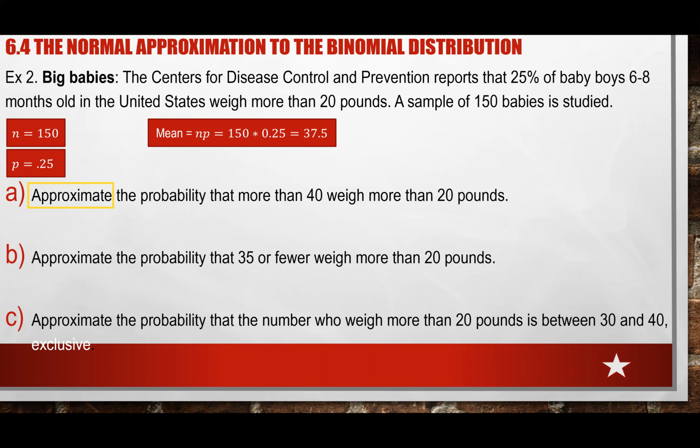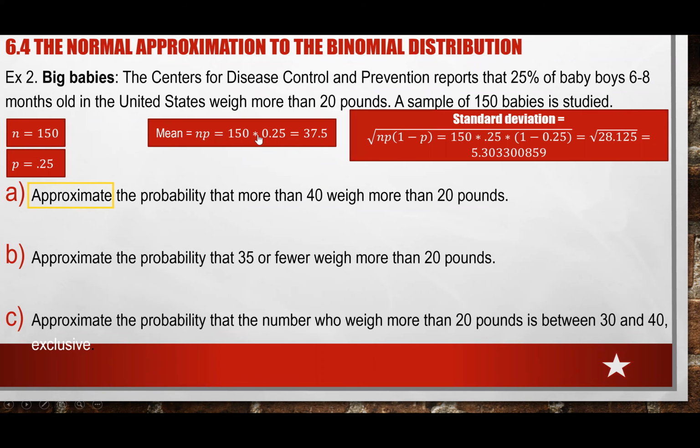So again, most of the time you check that when you multiply them, it is bigger than 10. So this is my mean, and my standard deviation is the square root of 150 times 0.25 times 1 minus 0.25. If you type this into your calculator, you type the square root of this item, or you can just type this item by itself and then take the square root. Regardless of how you do it, your standard deviation is 5.303300859.